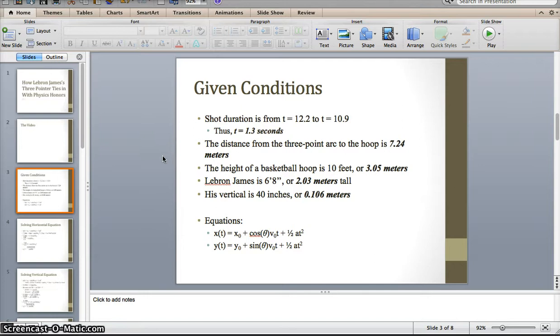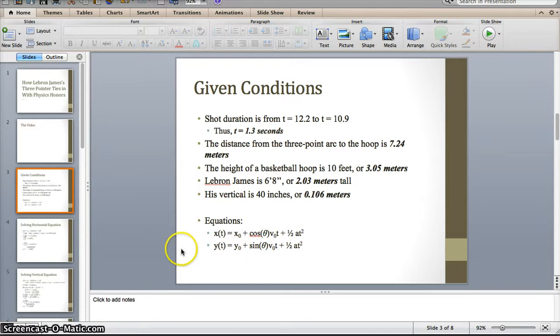It leaves his hand at 12.2 and touches the top of the rim at 10.9, so that's a total of 1.3 seconds. The distance from the three-point arc to the hoop is 7.24 meters. The height of a basketball hoop is 10 feet, or 3.05 meters, and LeBron James himself is 6'8", or 2.03 meters tall, with a vertical of 40 inches, or 0.106 meters.